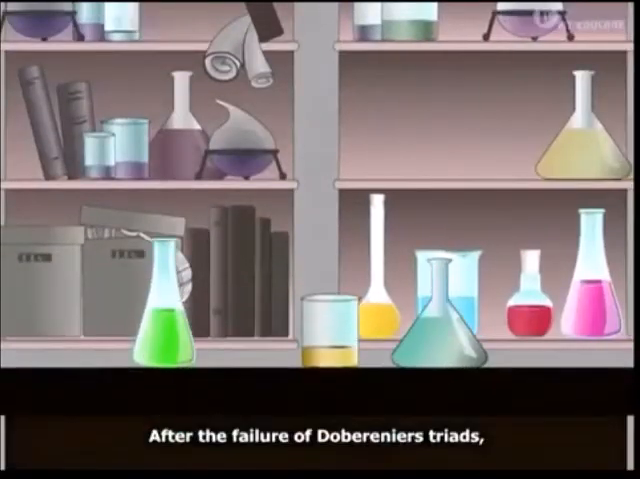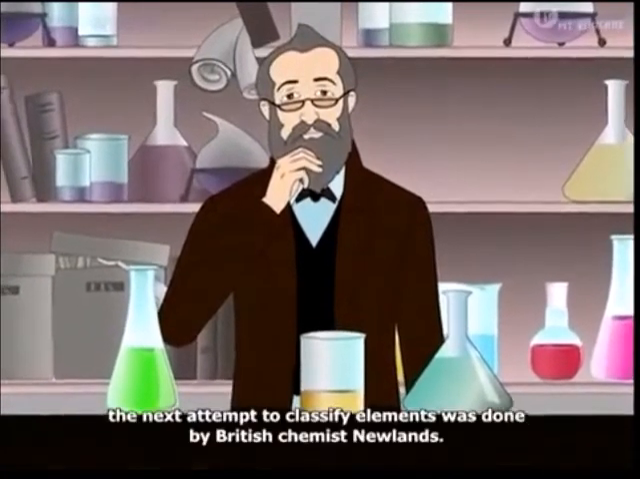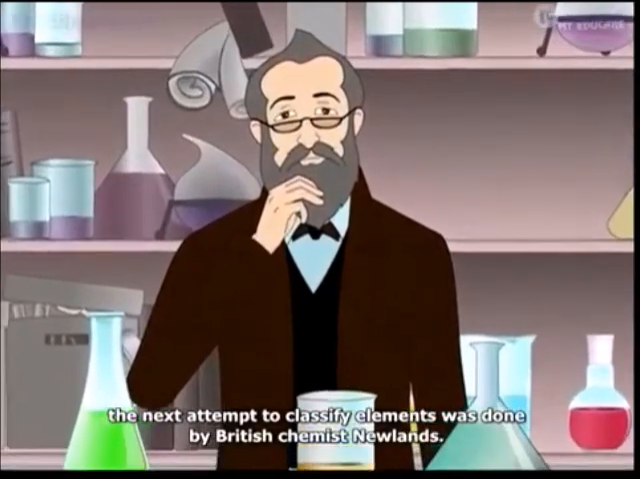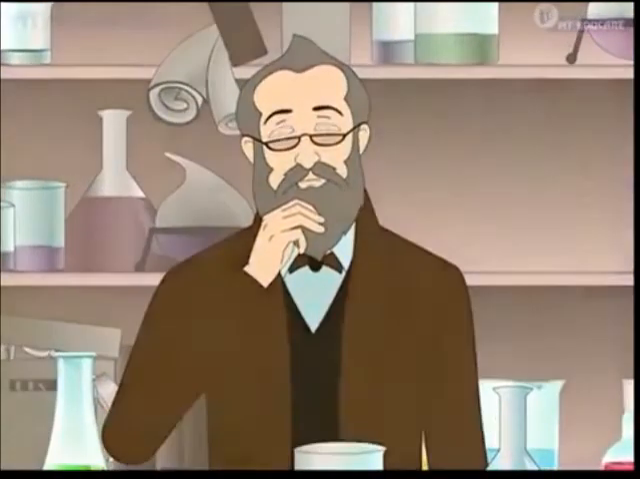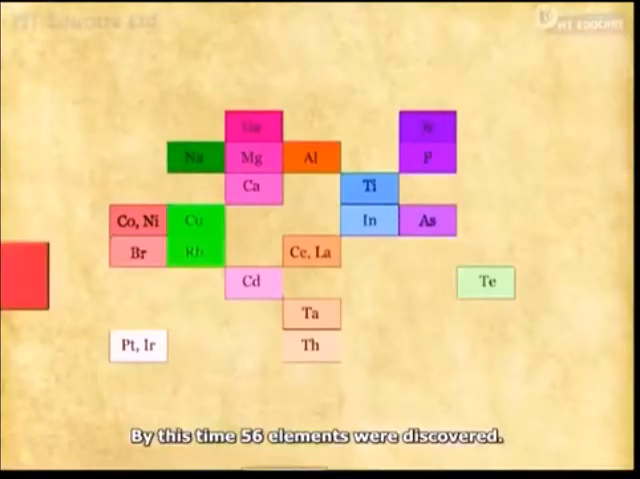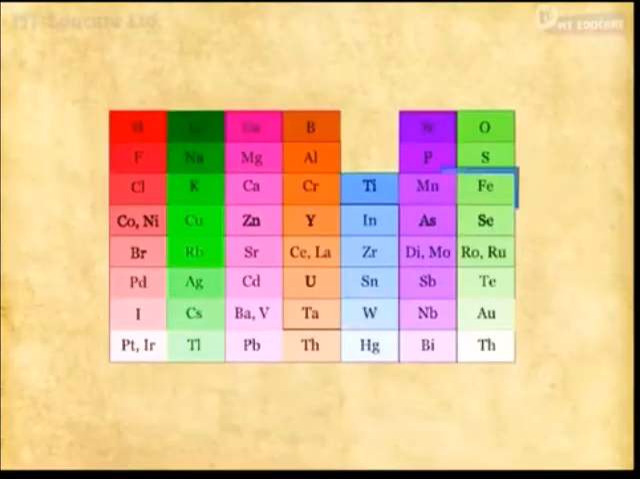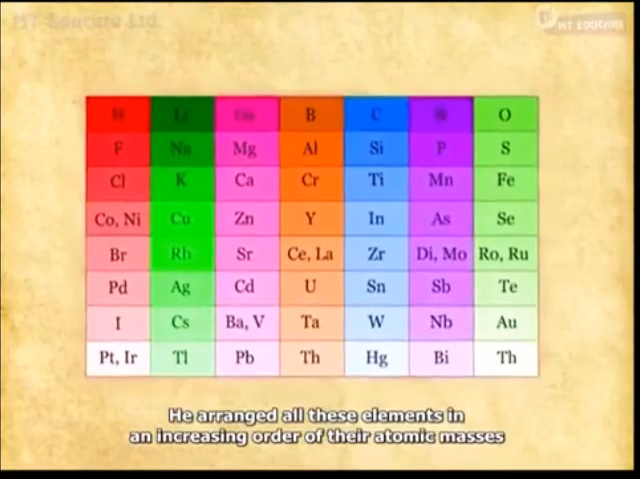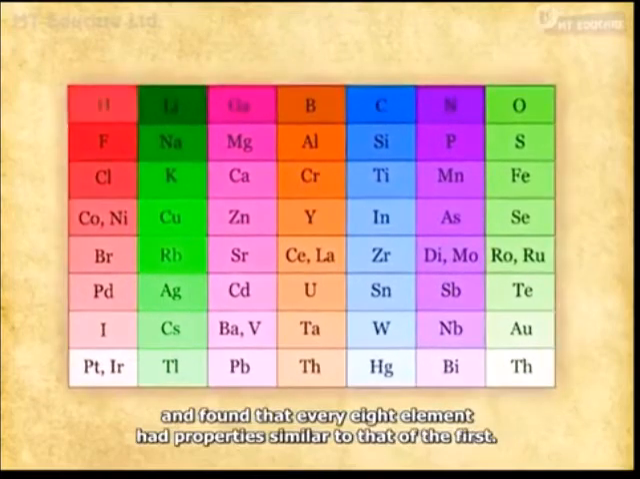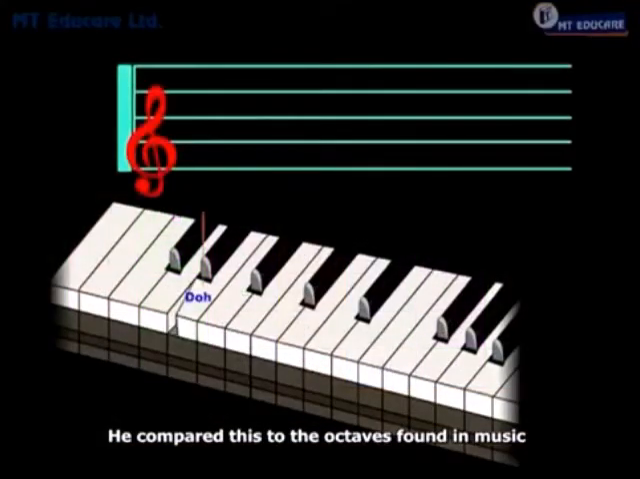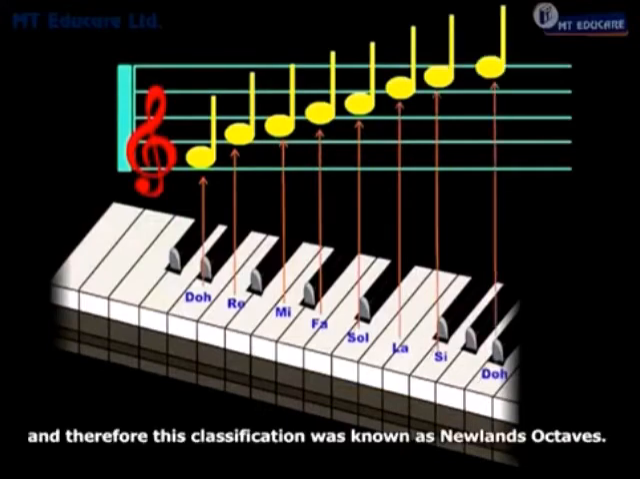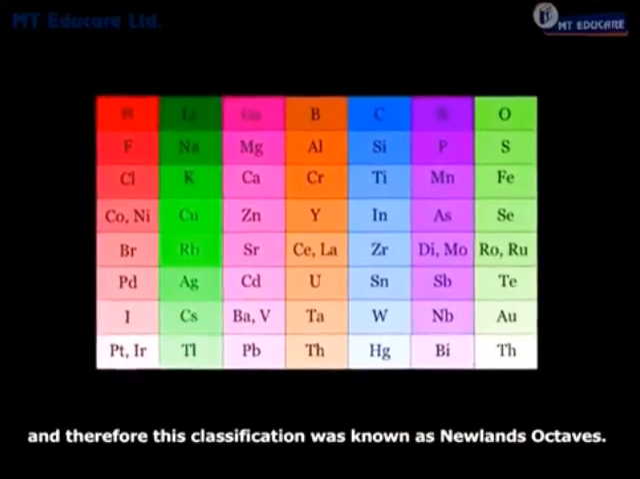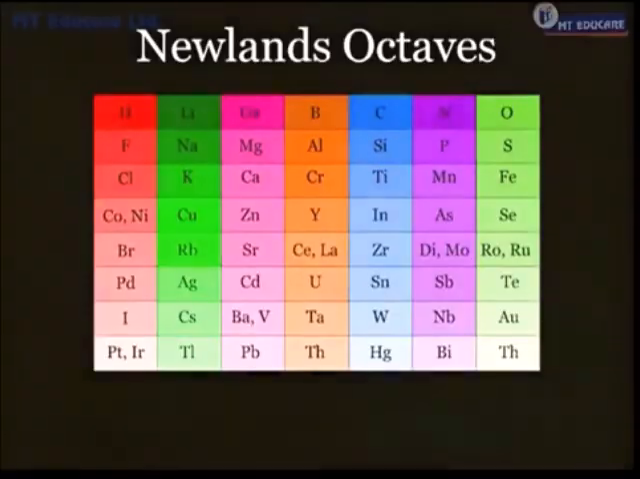After the failure of Dobereiner's triads, the next attempt to classify elements was done by British chemist Newlands. By this time, 56 elements were discovered. He arranged all these elements in an increasing order of their atomic masses and found that every 8th element had properties similar to that of the first. He compared this to the octaves found in music, and therefore this classification was known as Newland's octaves.